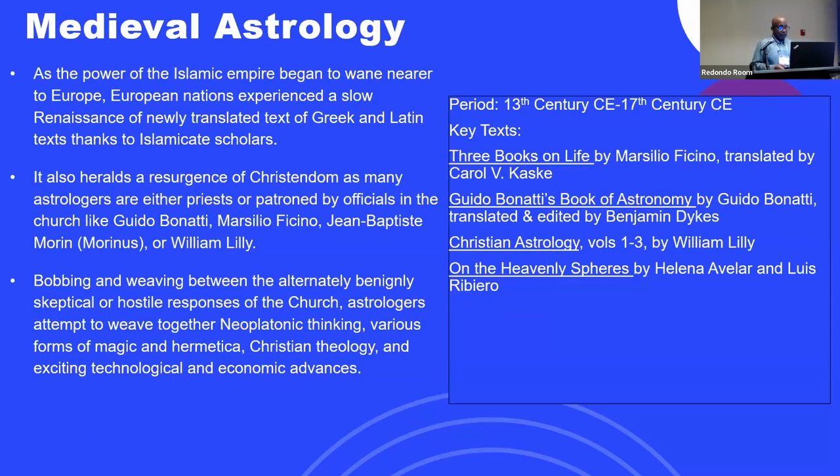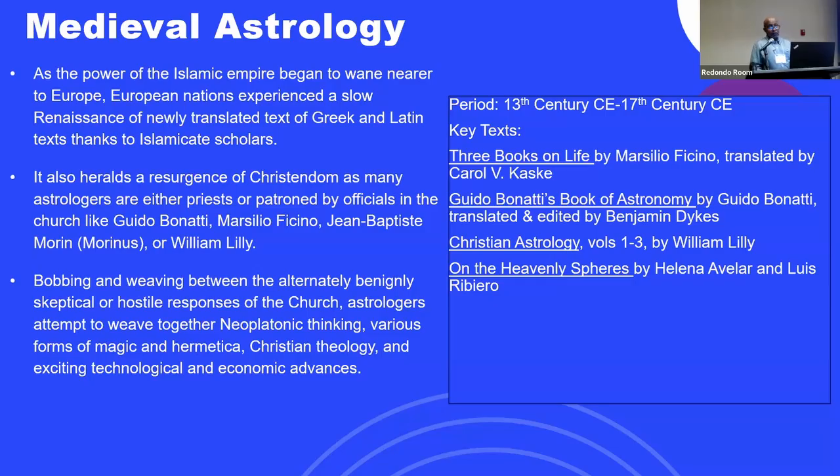And then with medieval astrology, as the power of the Islamic Empire began to wane, we have the rise of what we now know as Europe. And so many of the Greek and Latin texts that had been translated by Islamic scholars pass on to those in Europe and becomes part of the Renaissance that we come to know related to European history. And it heralds the resurgence of Christendom, right?